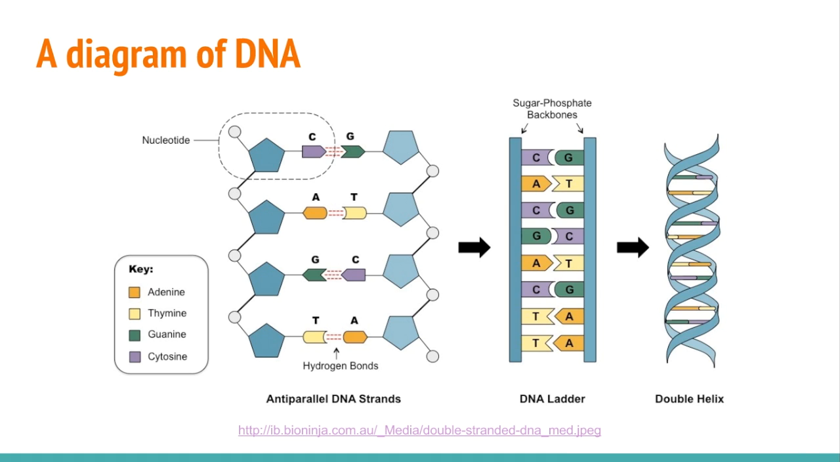G or a C. In the second diagram, the DNA ladder, it's a little more clearly shown how the A's and T's and G's and C's fit together, as well as the sugar phosphate backbones. It's a little simplified. And the last diagram shows the double helix structure. It's kind of wound up.